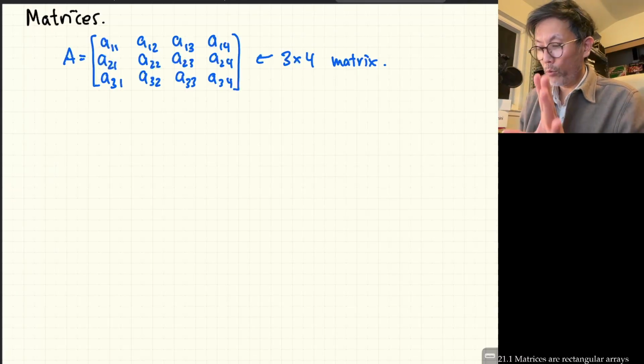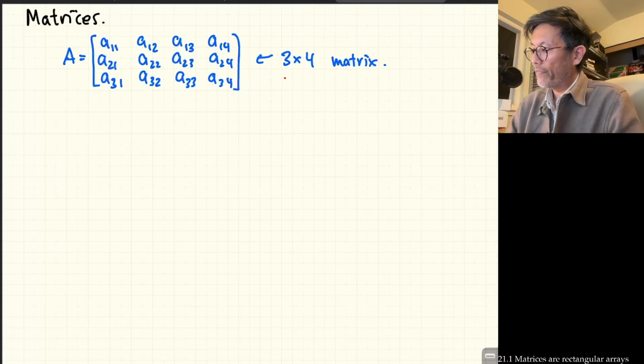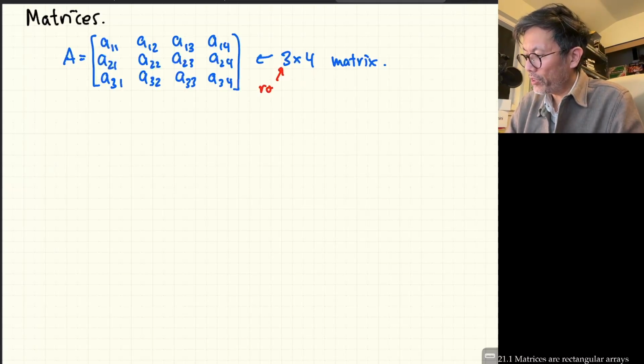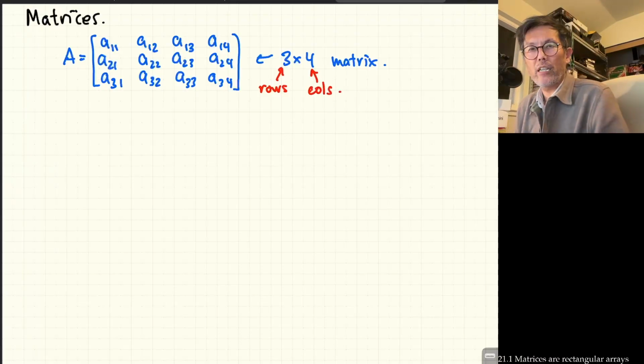And whenever people refer to the dimensions of a matrix, and this is universal, they mean something like this. The first number always refers to the number of rows, and the second number always refers to the number of columns. Okay.